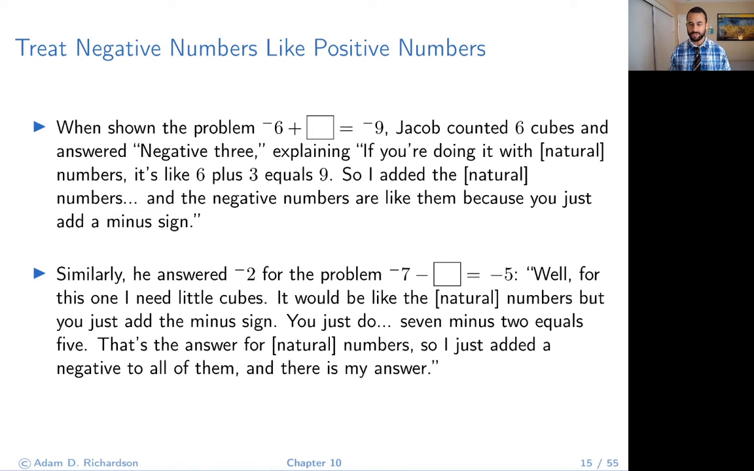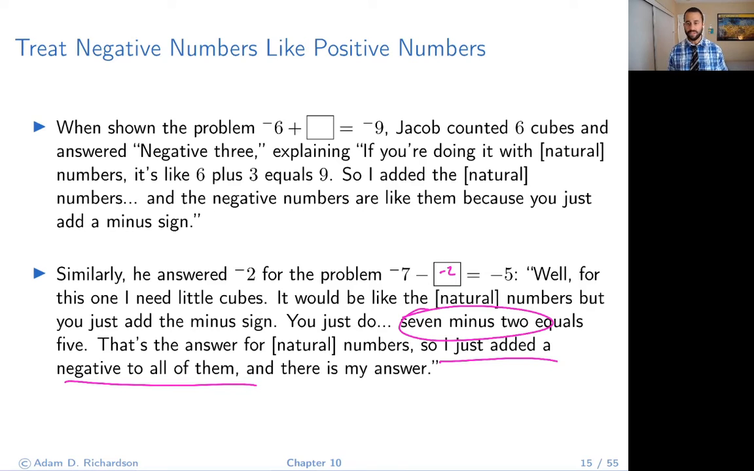Then he did the same thing for this problem. Negative 7 take away blank equals negative 5. And he said he needed little cubes again, and it would be just like the natural numbers, and you just add the minus sign. You do 7 minus 2, and that equals 5, so it's got to be negative. So at the end, he says, I just added a negative to all of them, and there's my answer, negative 2.